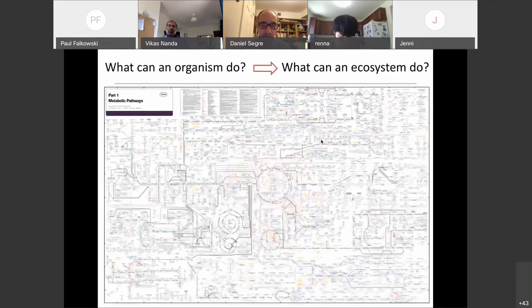And the question then becomes not necessarily what an organism can do with its own metabolic network, but what can an ecosystem do with its metabolic network? So we went back to looking at the whole metabolic network of the union of all metabolic reactions across all living systems, represented here in the classical Berger chart, which one can now download from multiple databases, including KEGG and others, and ask questions about the early history of metabolism.